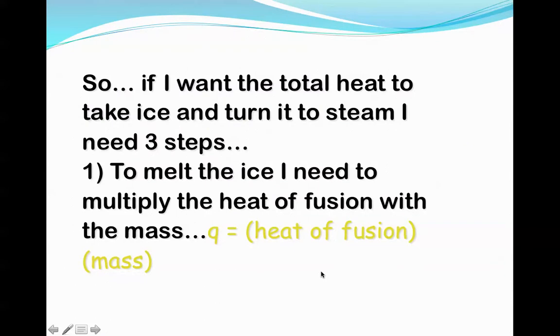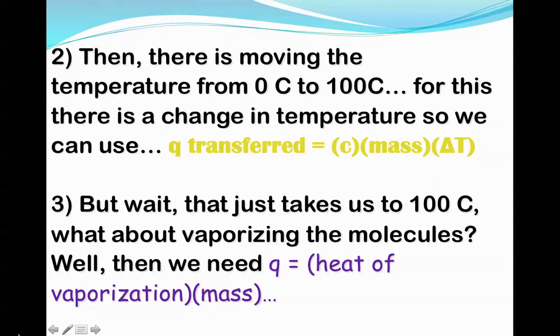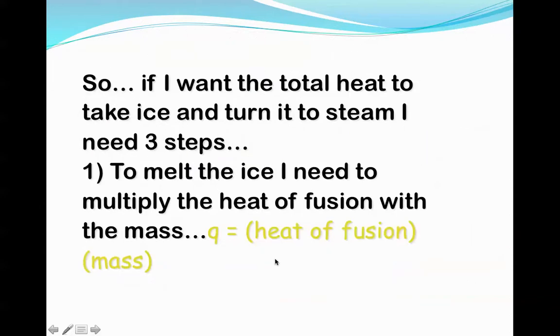All right, so if I want the total heat it takes to take ice, turn it into steam, there's 3 steps. Let's go through them. The first step, I'm going to melt the ice. If I'm melting ice, I'm assuming I'm starting at 0 degrees Celsius. If I start below 0 degrees Celsius, I have to use Q is equal to MC delta T. So I'm starting at 2 on the level on my chart.